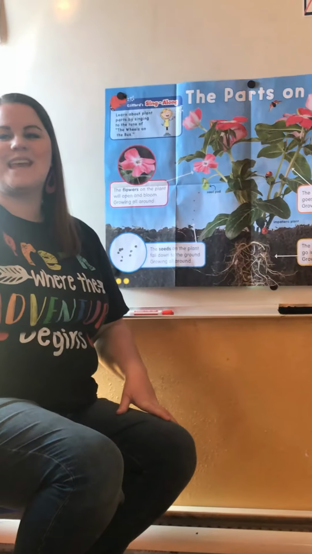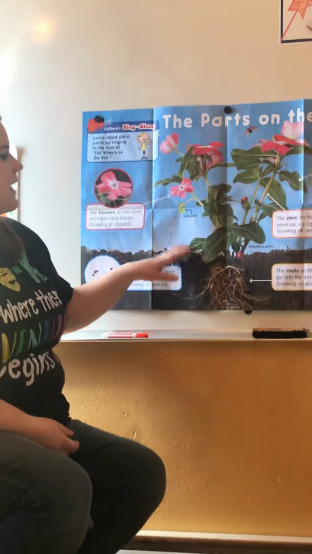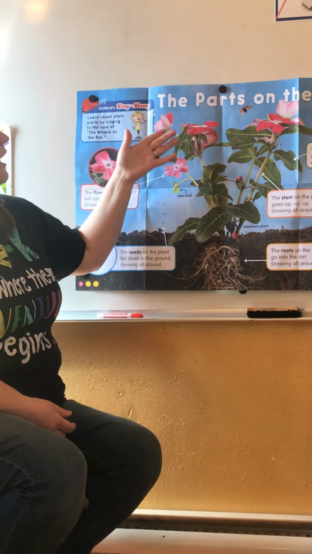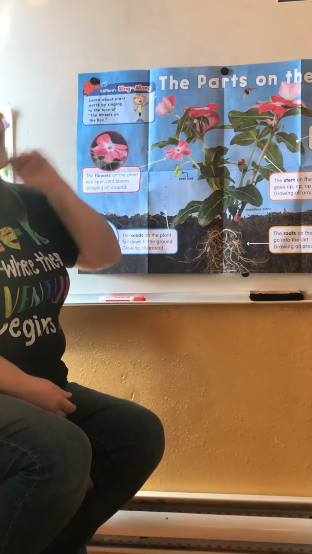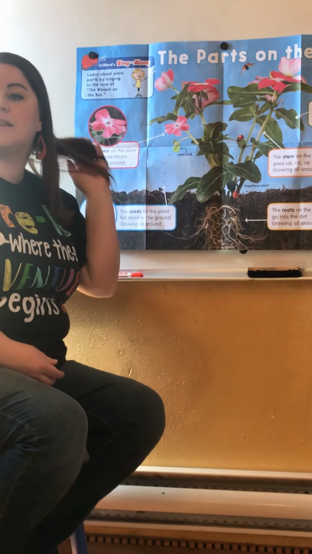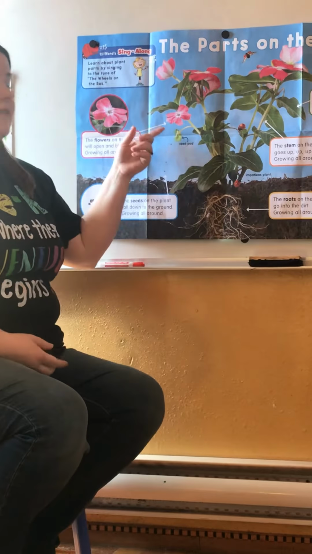And then Oakley says, some animals eat plants. Some animals eat plants. Holly, come sit, please. Okay? Some animals eat plants. You are right. Who do you think would really like this flower? Bees. Okay, bees. We talk about bees eat the pollen. Okay. Bees.